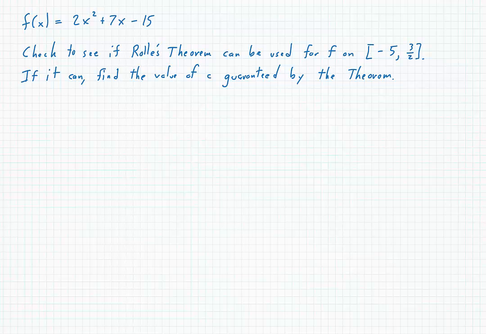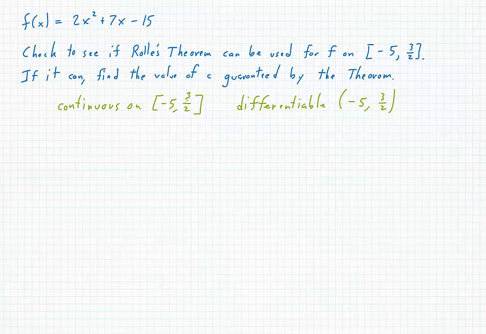We need this function to be continuous on the closed interval. Well, polynomials are continuous everywhere, so no problem there. This function definitely is continuous on [-5, 3/2], and that's because it's continuous everywhere as a polynomial function. We need for the function to be differentiable on the open interval (-5, 3/2). Well, it's a polynomial function. It is definitely differentiable everywhere, and everywhere definitely includes the open interval from -5 to 3/2.